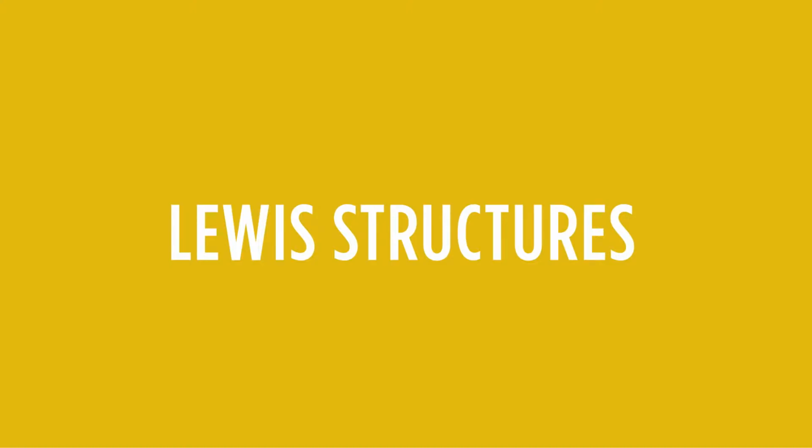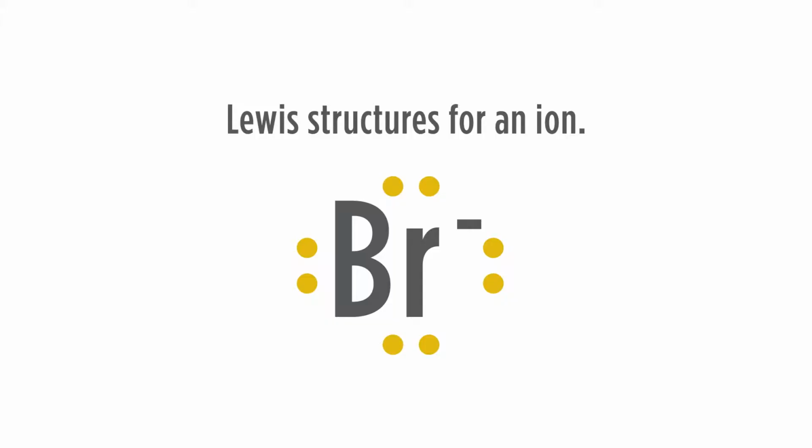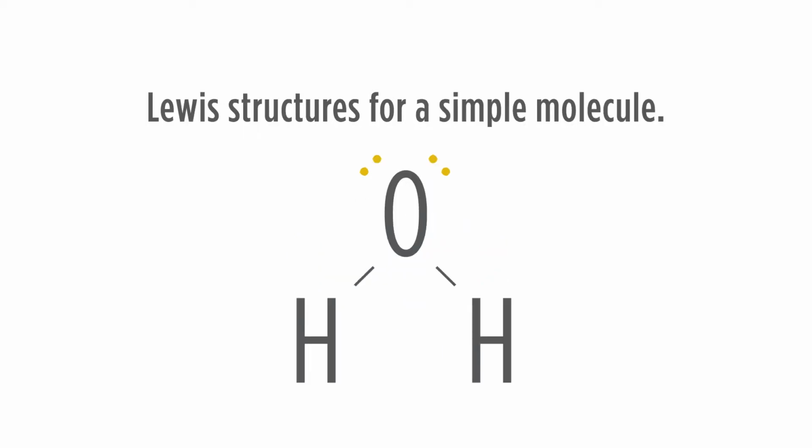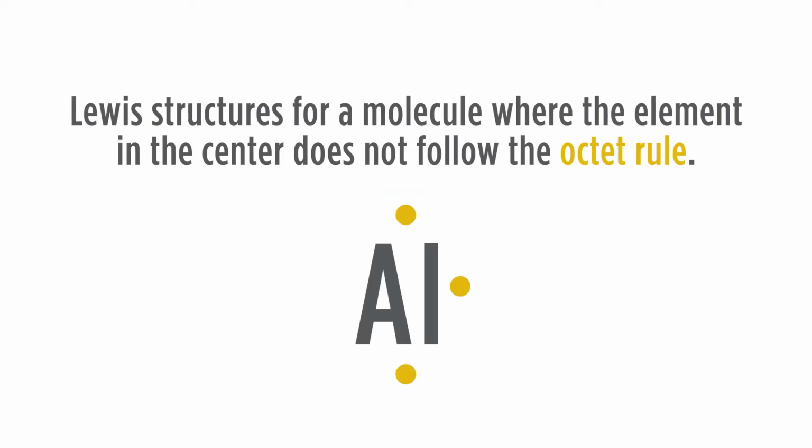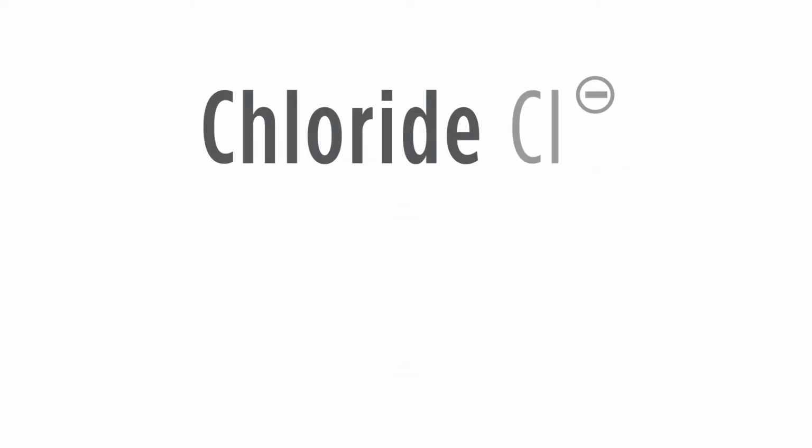In this video, we will look at Lewis structures. We will determine the Lewis structure for an ion, the Lewis structure for some simple molecules, and determine the Lewis structure for a molecule where the element in the center of the molecule does not follow the octet rule. Let's start by looking at chloride, Cl-.